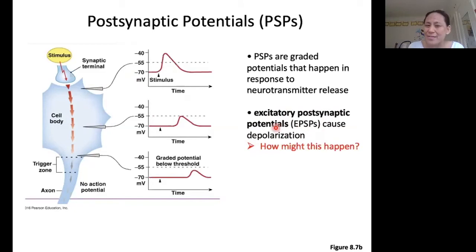Take a second now to think about how you could get a PSP. That's kind of a vague question. So what kind of ion movement would lead to an EPSP? Sorry, so take a moment to think about that. Write down your answer.